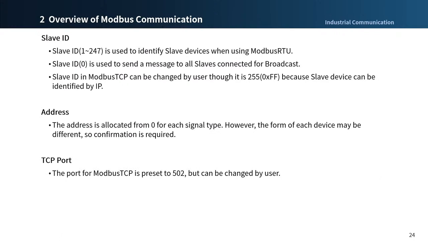And now I want to introduce the parameters of Modbus. Slave ID allocates an ID for each device to classify slave devices. However, in TCP, it is classified by IP address and the default value is 255. Address, signal address: Doosan Cobot Modbus recognizes its type of address as zero-based. Basically, everyone uses zero-based, but it may be different for each device. And TCP port: the port is promised as 502, but can be changed by the user.